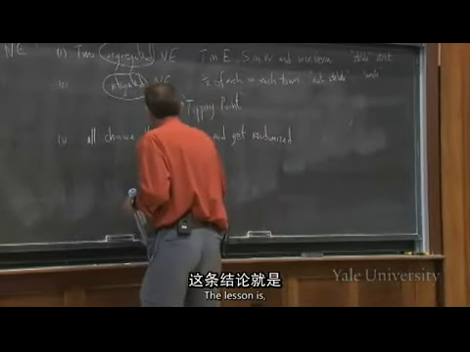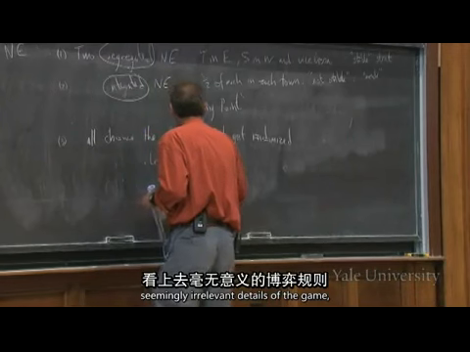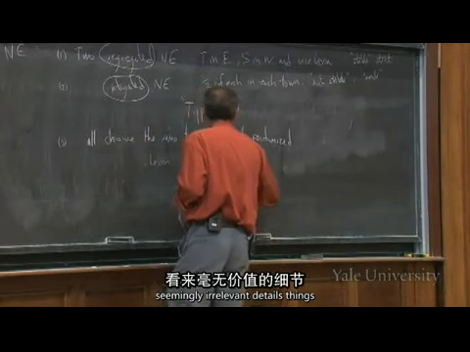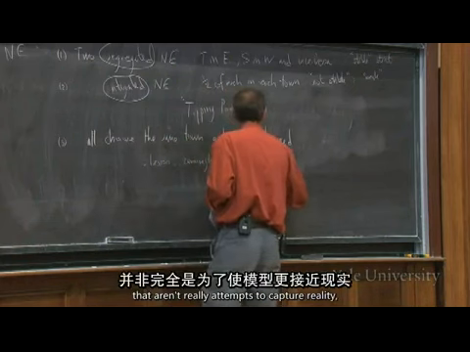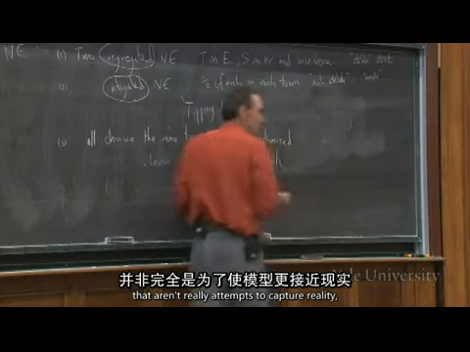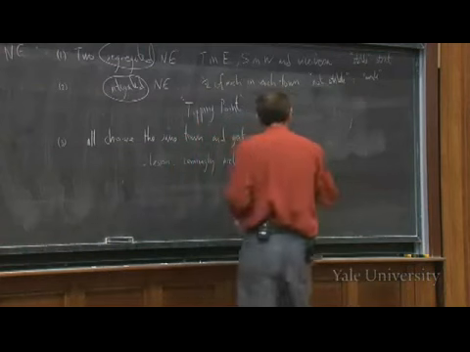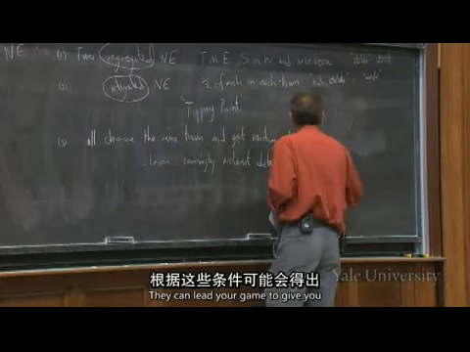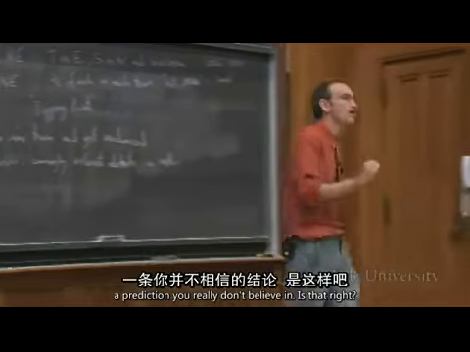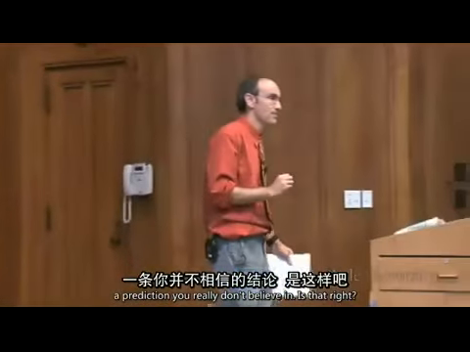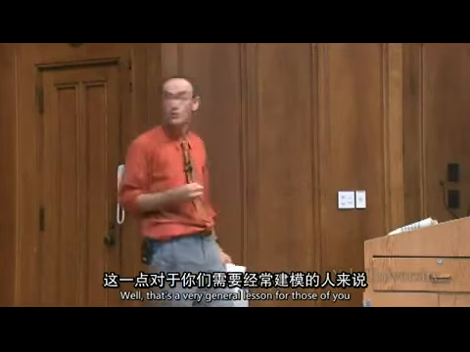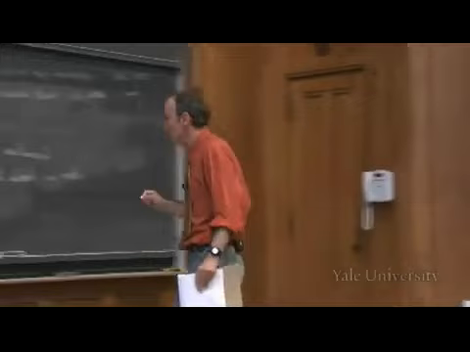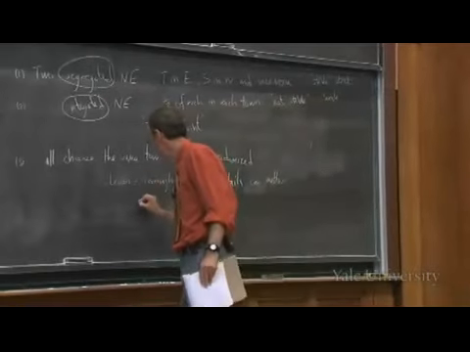All right? So there's a sort of warning lesson here. The lesson is seemingly irrelevant details of a game, things that aren't really attempts to capture reality, they're just trying to get things through in a hurry, can end up mattering. They can lead your game to give you a prediction you really don't believe in. Is that right? And that's a very general lesson for those of you who are going to go out and model things more widely.